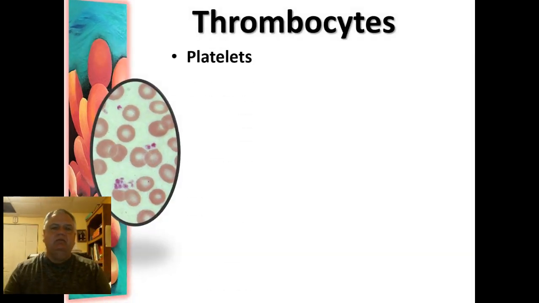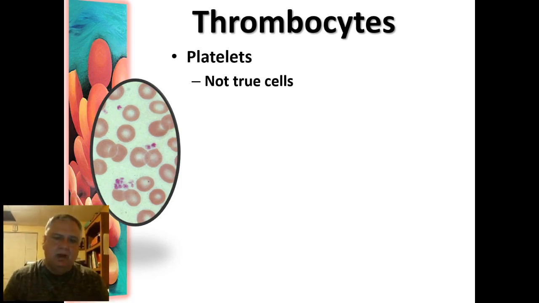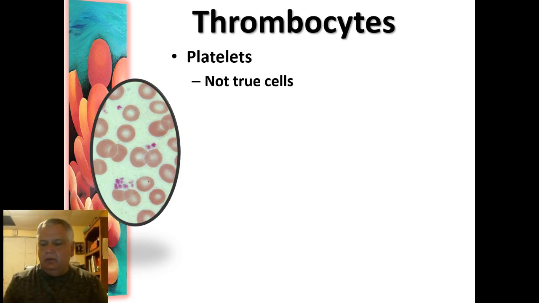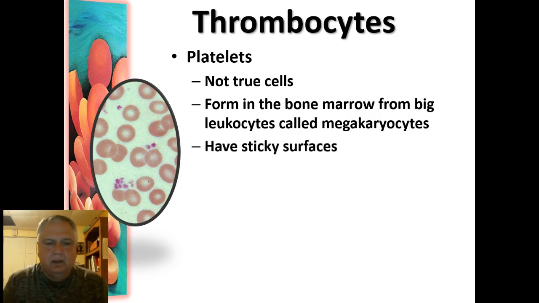Finally, then, we have the thrombocytes, the third important formed element. Thrombocytes are also known as platelets, and this is the reason why we have the name formed elements instead of plasma and cells. We have plasma and formed elements because platelets are not true cells. They're formed in the bone marrow from big leukocytes, as we saw in our hierarchy, called megakaryocytes.